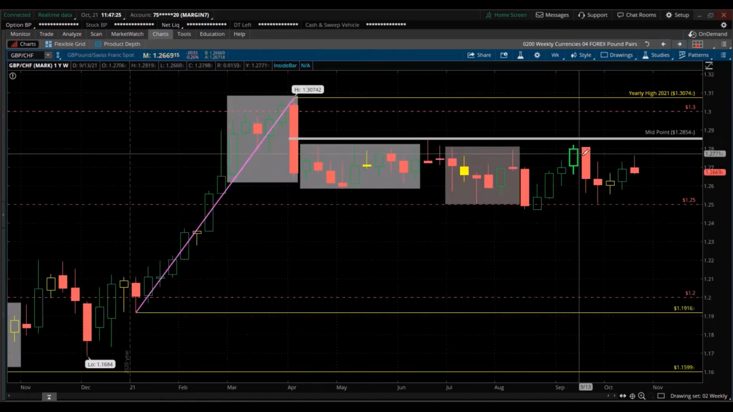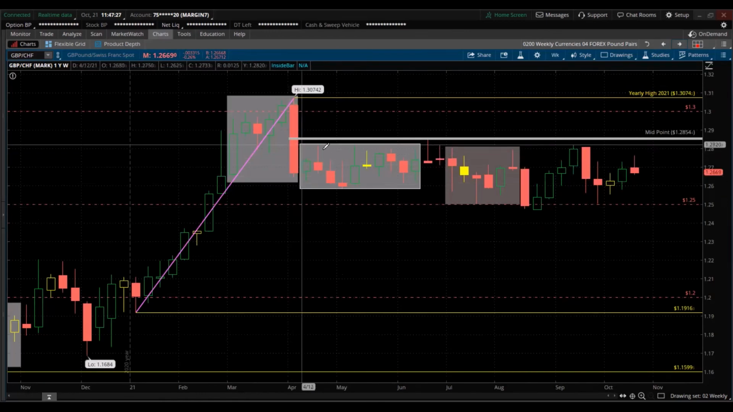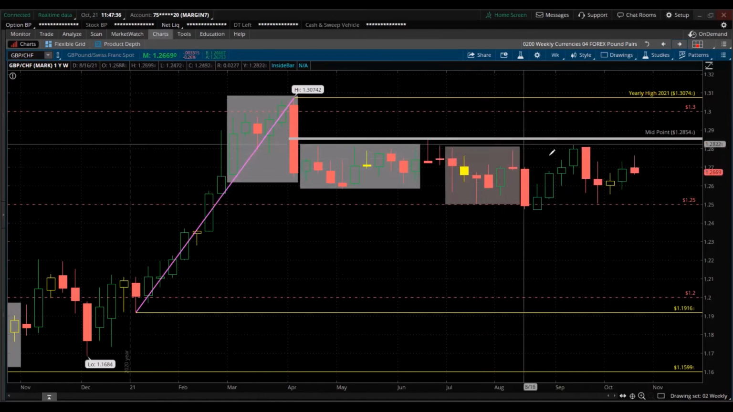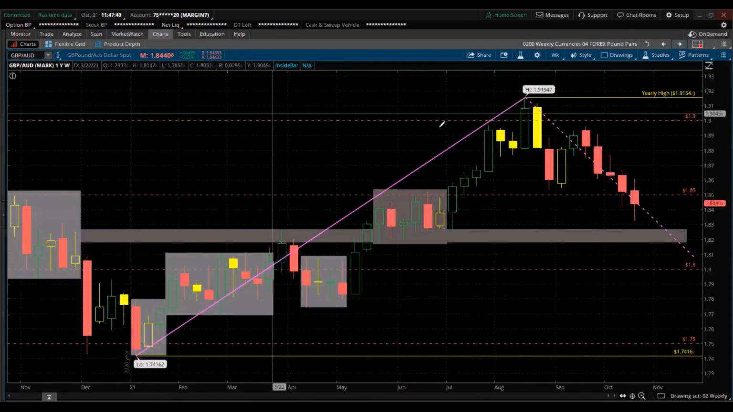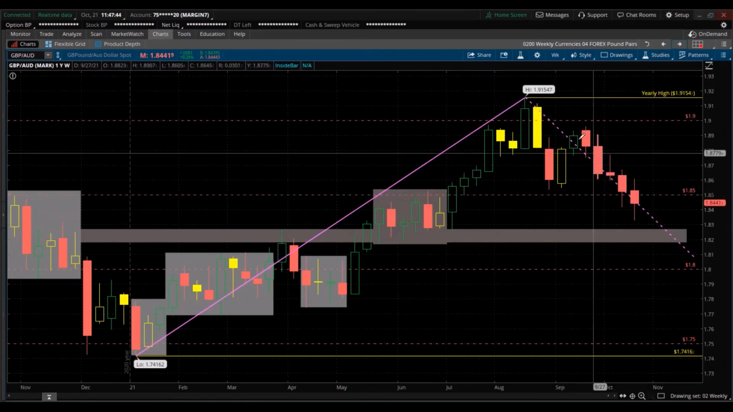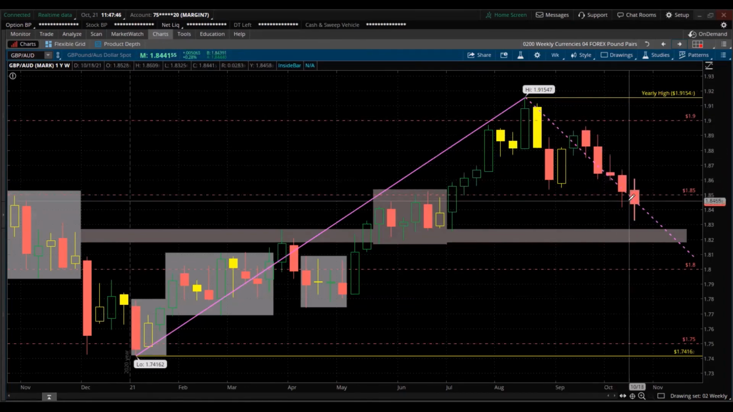And pound, Swiss franc, huge consolidation. Yep, still below that midpoint. Just retracements here, stuck between that price level. Pound, Australian dollar. Wow, strength to the Australian dollar against the pound as well. The trend is down, lower lows, lower highs.